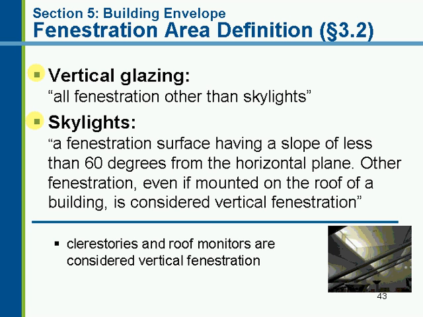So, for example, when you think about some of the older lighting that was used in industrial facilities, they would have roof monitors and clerestory windows. And those are vertical fenestration, even though they're mounted above the worker in what people might consider to be the roof. The fact that they're vertical would mean they must comply with the vertical fenestration criteria.